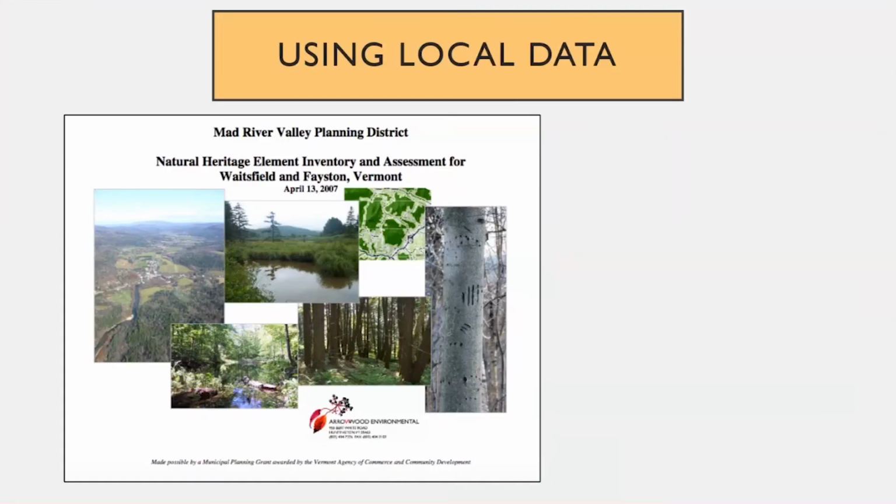So a lot of towns do have local inventories. And in the Mad River Valley, they have had a natural resource inventory conducted by Arrowwood Environmental in 2007. And I just want to stress that these sorts of inventories provide the best data for making decisions at the town scale. And so absolutely, if you have an inventory, you should absolutely be including it in your town planning.